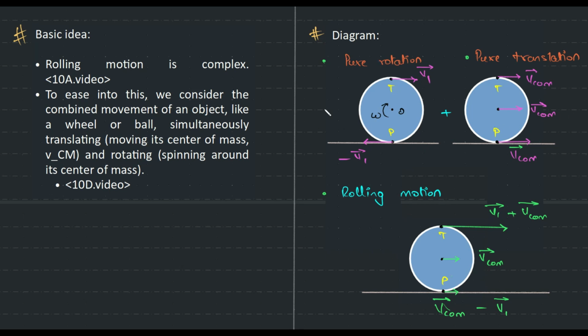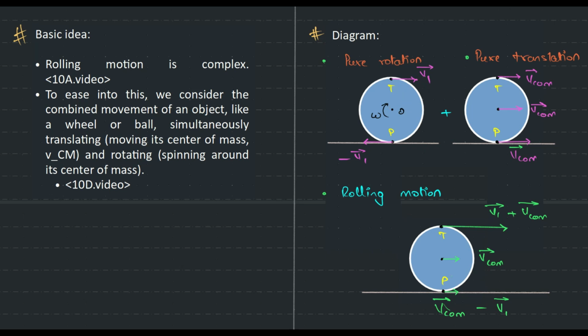Pure rotation as of now, I'm taking it as V1 and V1. That has to be the same because the entire object is going round and round with the value of omega. Point P and point T are at the same distance away from the center. So the velocity has to be same, right? V1 has to be equal to this V1, but the directions are opposite. So this one is minus and one is plus.